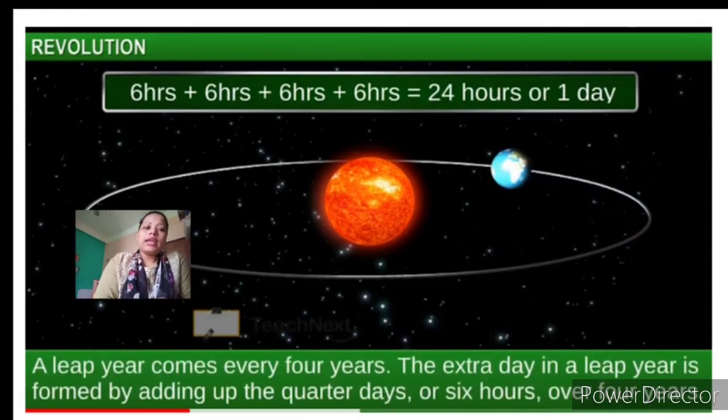The extra day in a leap year is formed by adding up the quarter days, or 6 hours, over 4 years. Okay, so just to avoid inconveniences, the 6 hours were being added 4 times, and that's how it becomes 24 hours, and hence 1 day is added in the calendar.